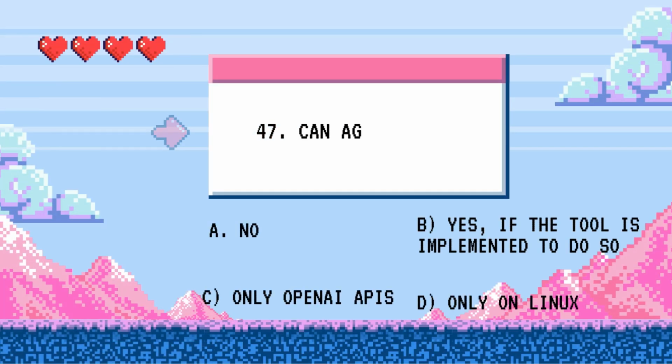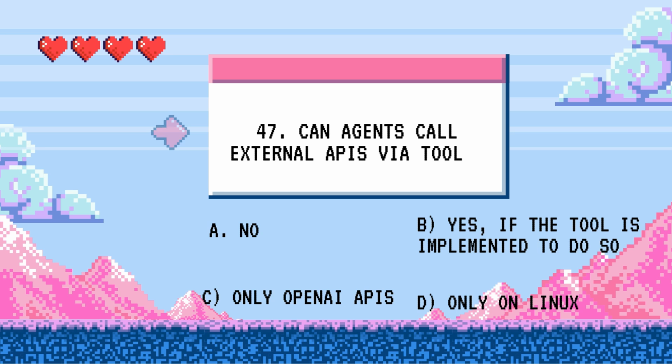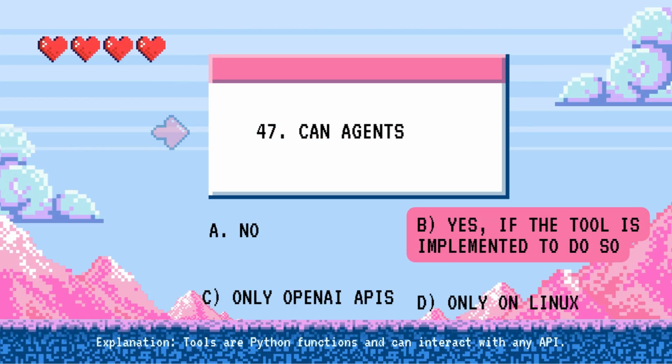47. Can agents call external APIs via tools? A. No. B. Yes, if the tool is implemented to do so. C. Only OpenAI APIs. D. Only on Linux. Answer: B. Explanation: Tools are Python functions and can interact with any API.